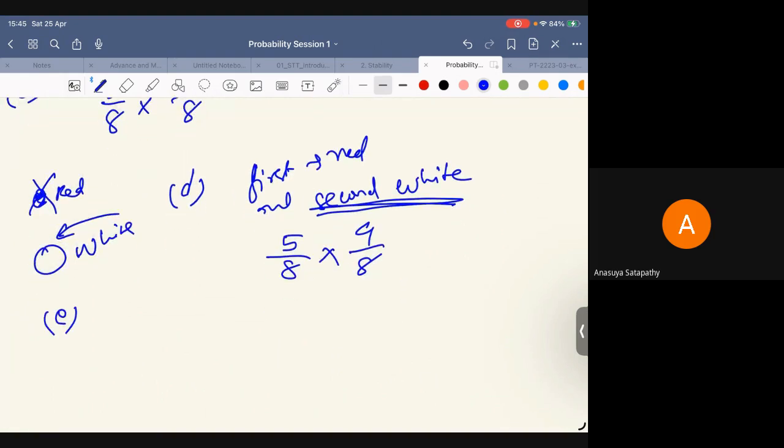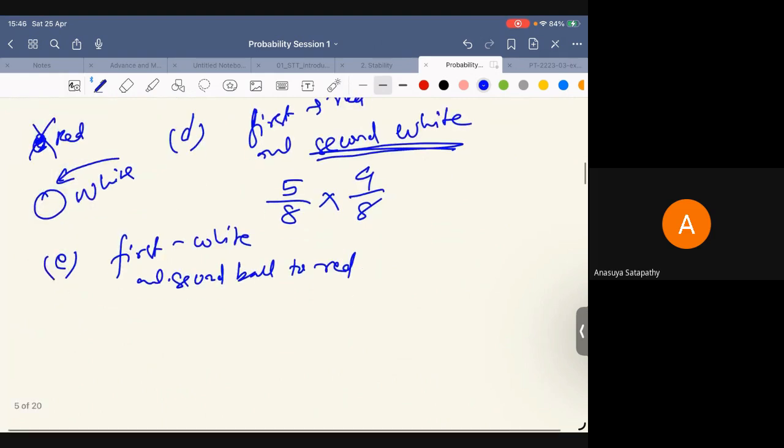Similarly, one more case can be the first ball white and the second ball red. What is the probability of the first ball to be white and the second ball to be red? Can you say first ball white? 3 over 8, times 6 by 8. Read the question again. 6 by 8.